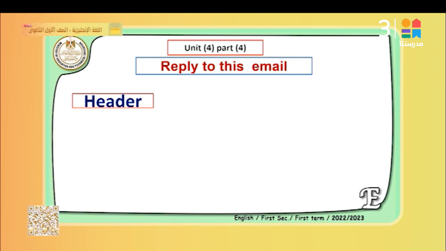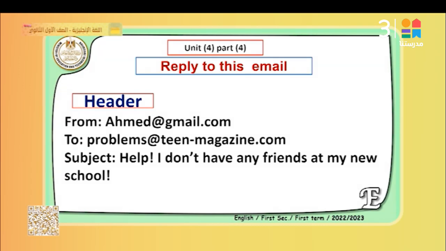Let's look at this example. The header. We can write in the header from ahmed@gmail.com to problems@teenmagazine.com, and the subject: help, I don't have any friends at my new school. You know that our unit, Unit 4, is about making new friends. So here in this part of the unit, we have a person called Ahmed, and he writes to a site called Teen Magazine. It's the site of a magazine. And what is teen? Teen means the age from 14 to 19.